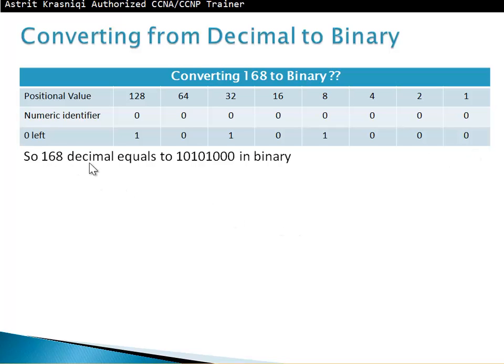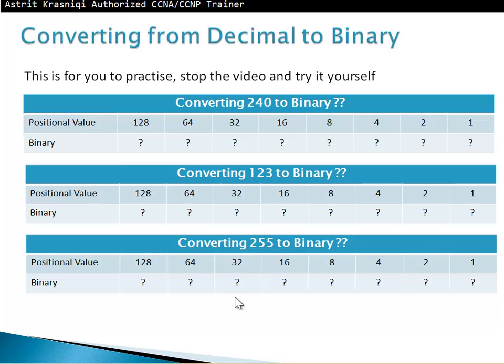So 168 decimal equals 10101000 in binary. Okay. Now I have some for you to practice, so here you can pause the video and try it yourself. I have the number 240 for you to convert to binary, the decimal number 123 to convert to binary, and converting 255 to binary. Okay, so pause the video and see if you can convert these. The next slide will be showing you the answer.